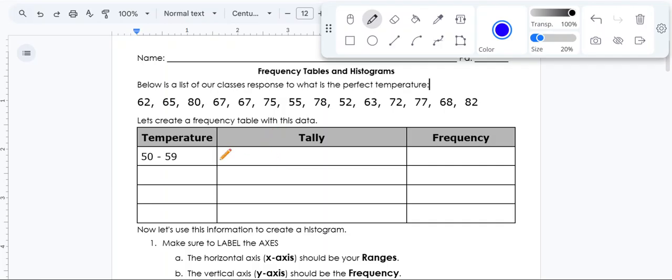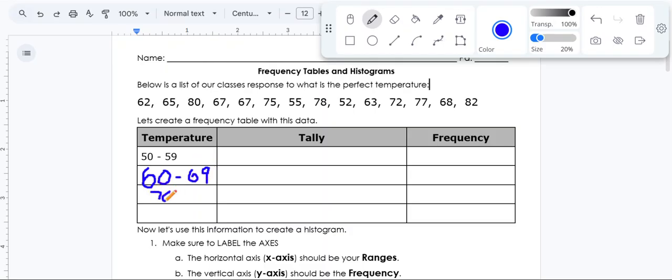Okay, so right here it says the temperature, right? What is the perfect temperature? They asked the class what's their favorite temperature for getting outside, right? So we have 50 to 59. So my ranges have to be the same. They have to be the same. So if it goes 50 to 59, that means my next range is going to be 60 to 69. Right, and then my next range would be 70 to 79.